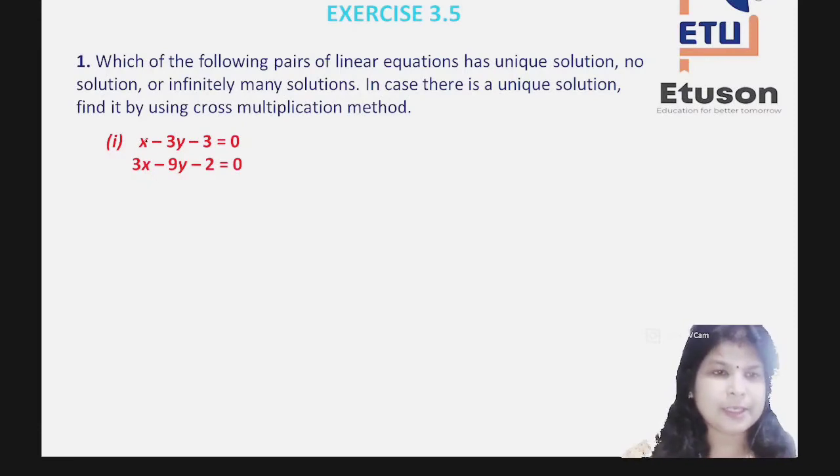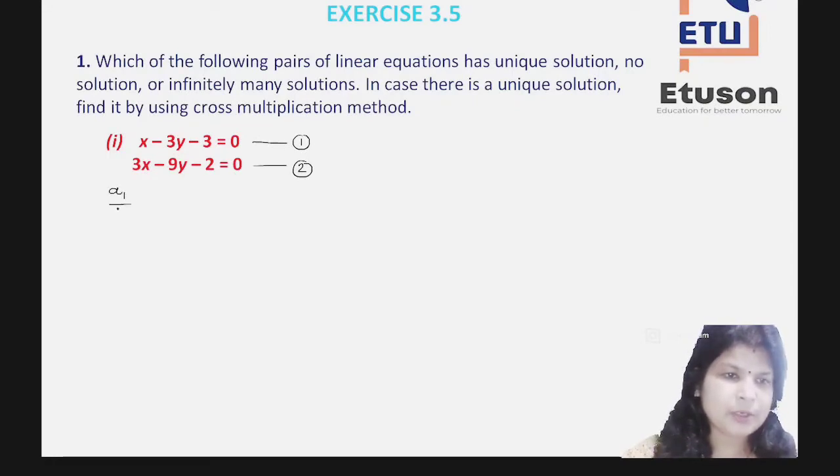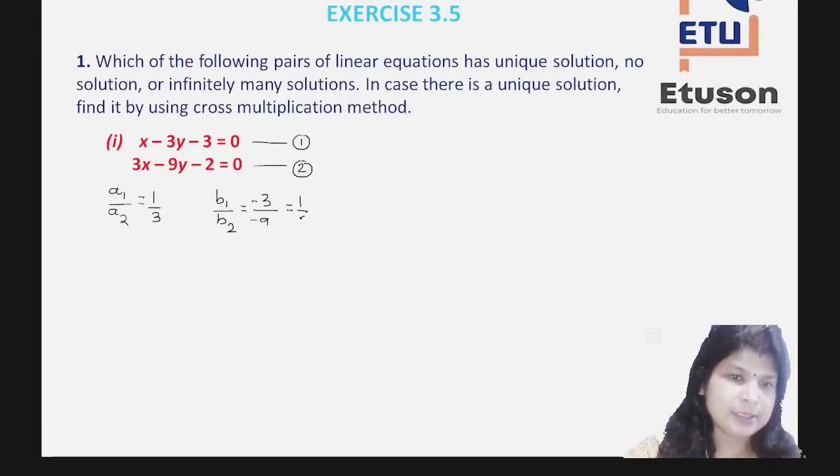So first bit: x minus 3y minus 3 is equal to 0, and 3x minus 9y minus 2 is equal to 0. This is your equation 1 and this is your equation 2. Okay. So what we need to find out is the ratio of the coefficients of the variables and the constant. So a1 by a2, what is the value? 1 divided by 3. Correct. Then what is the value of b1 by b2? b1 is how much? Minus 3. Correct or not? So minus 3 divided by minus 9. What is the answer? It is 1 by 3.